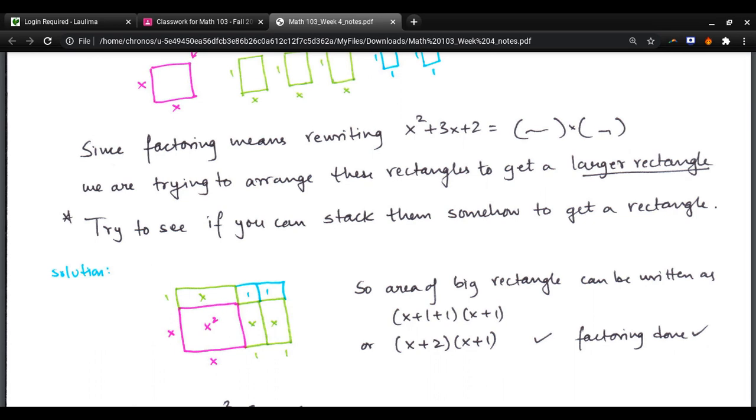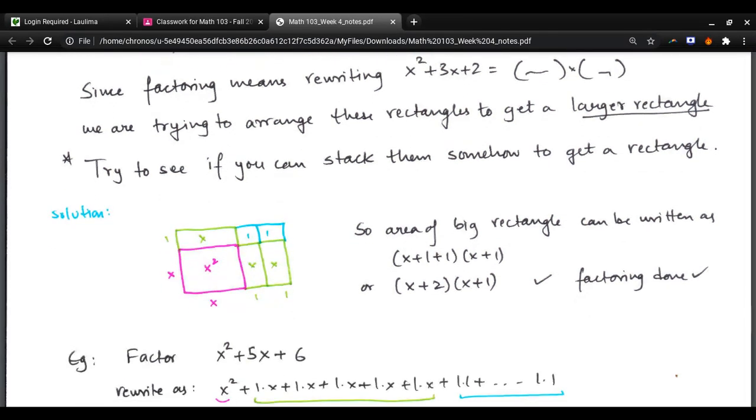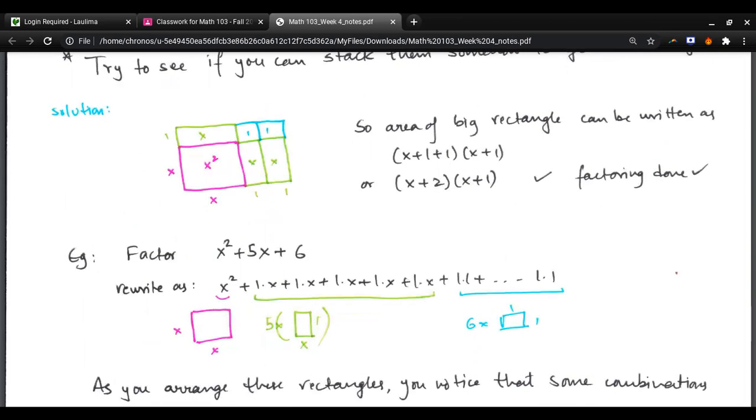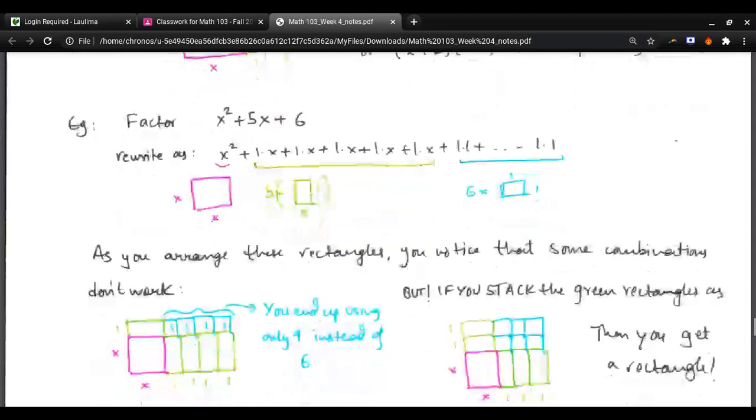So what you're doing is trying to find an arrangement of these smaller rectangles so you end up with a bigger rectangle. Now let's look at another problem: x squared plus 5x plus 6. Now you have 1 pink rectangle, 5 green rectangles, and 6 blue rectangles. Again, go ahead, pause the video, and see if you can draw a picture where you arrange them into a single rectangle. You notice that some combinations don't work.